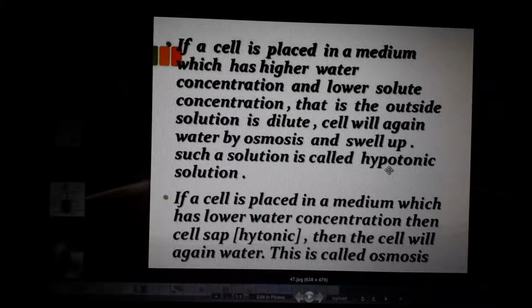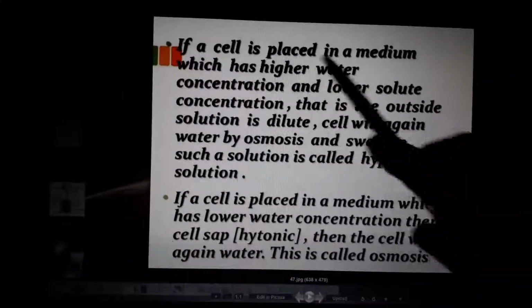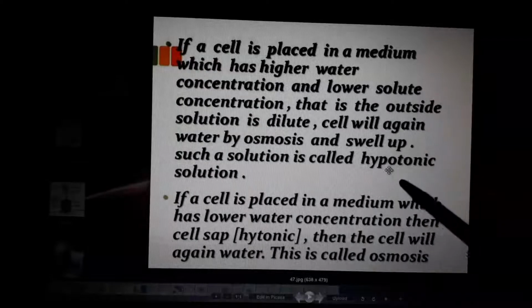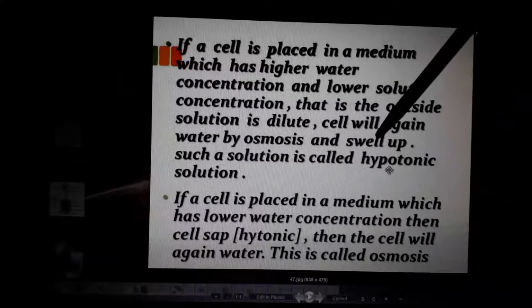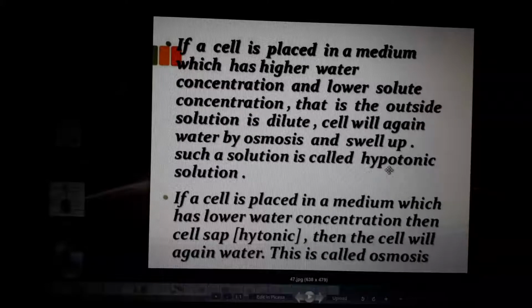In the first case, a cell is placed in a medium and the cell swells up. This happens when the concentration of water is more outside than in the cell. When the concentration is very high outside, the water will be absorbed by the cell and it will swell up and become bigger. Such a solution is called a hypotonic solution.